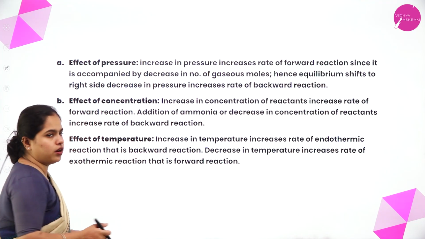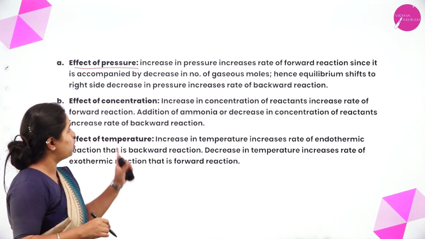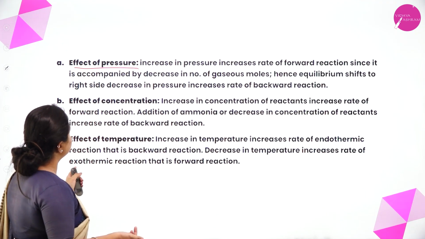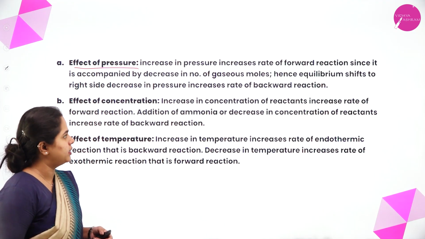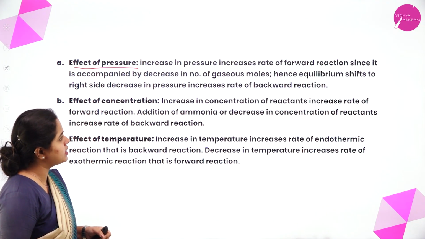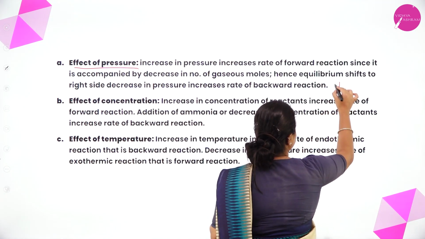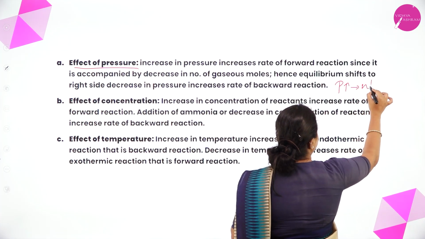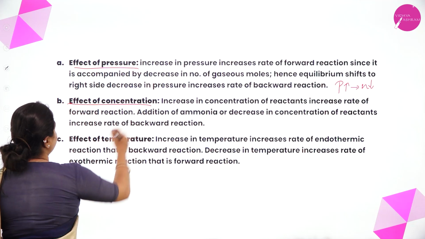So, let's summarize what we have discussed now. The first one is the effect of pressure. Increase in pressure increases the rate of the forward reaction since it is accompanied by a decrease in the number of moles of gaseous reactants. Hence, equilibrium shifts to the right side. Decrease in pressure increases the rate of the backward reaction. So, how can you say that? When the pressure is increased, the equilibrium will shift in the direction where there is a decrease in the number of moles, and vice versa.